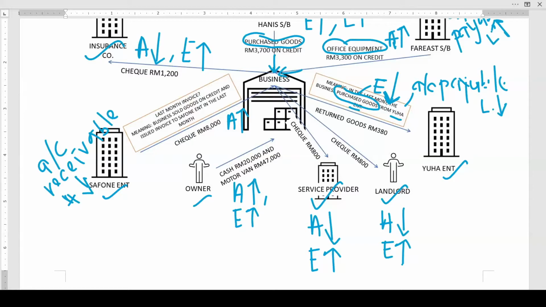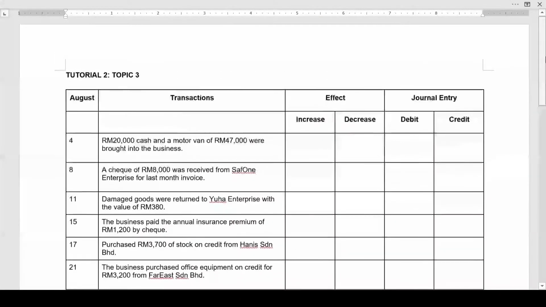All right, so that's all for the discussion of the effects. So now let's move on to the journal entry.